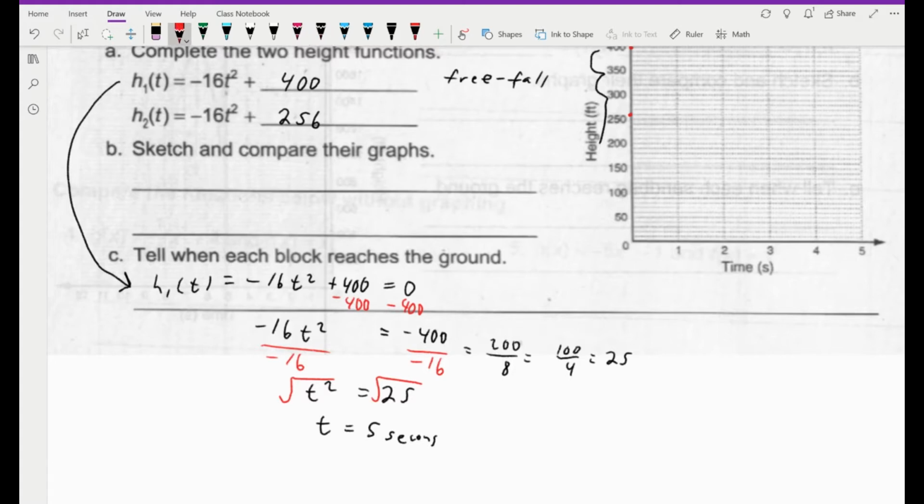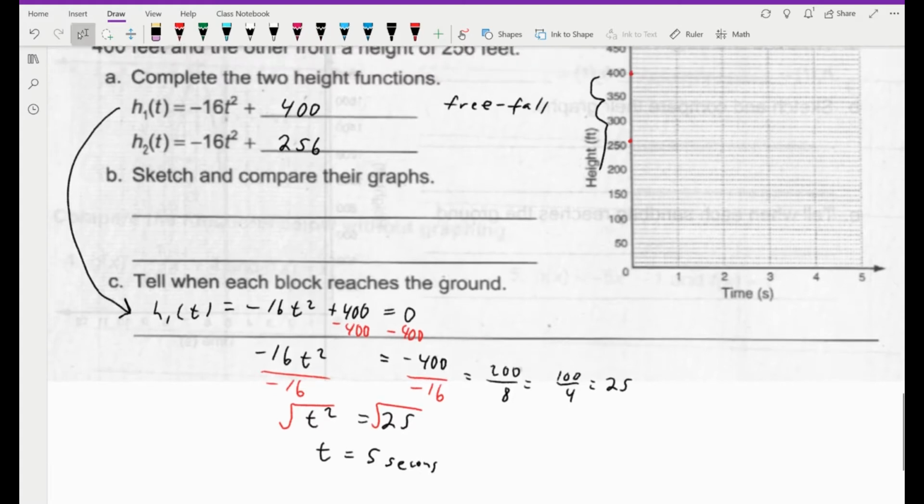So let me graph this first one. At a height of 400, it'll hit the ground at 5 seconds right here. So it's going to be a parabola that opens downwards, and we're starting at 400. Now this is not a straight line. This should be a parabola shape. It's a little hard for me to graph it. To get the actual points, we'd have to make an XY table. But it'll look something like that.